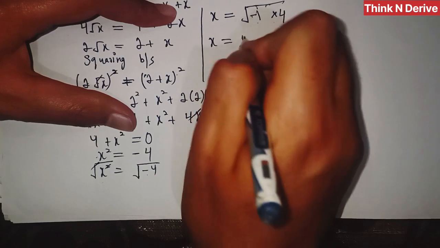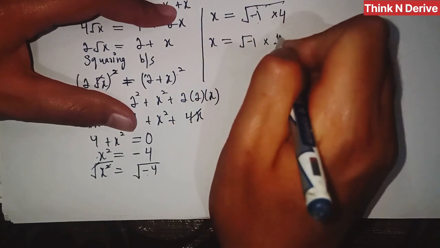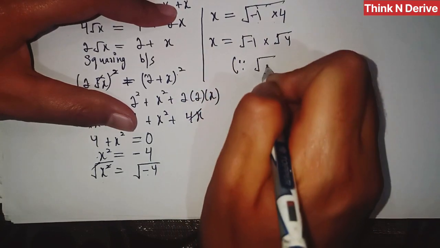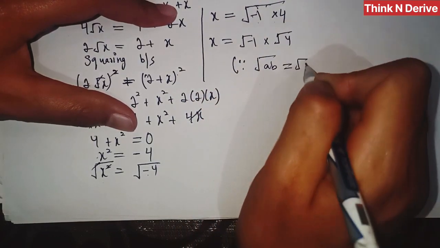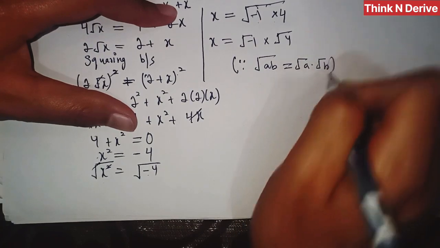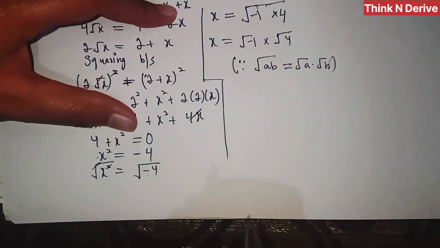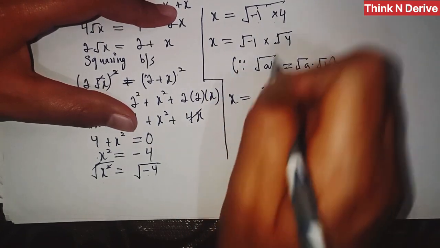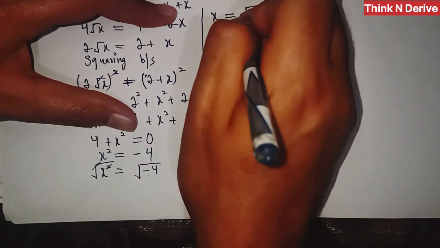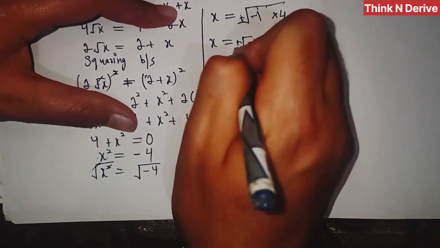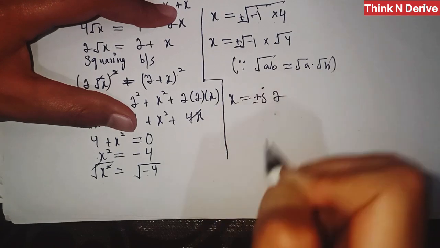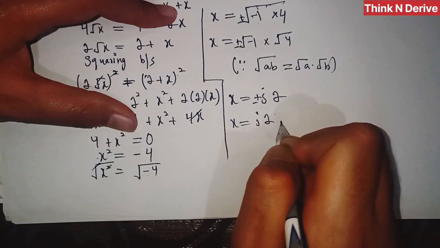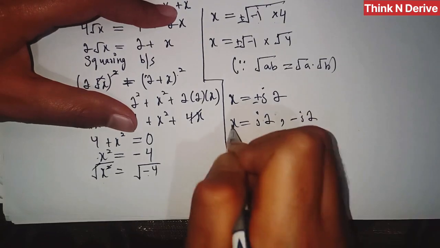So now we can write this as √(-1) into √4. The reason is that √(ab) is equal to √a into √b. So x becomes √(-1), which is iota, and √4 is 2. Also we can write plus minus iota 2. So x is equal to plus iota 2 or minus iota 2. So these are the values of x.